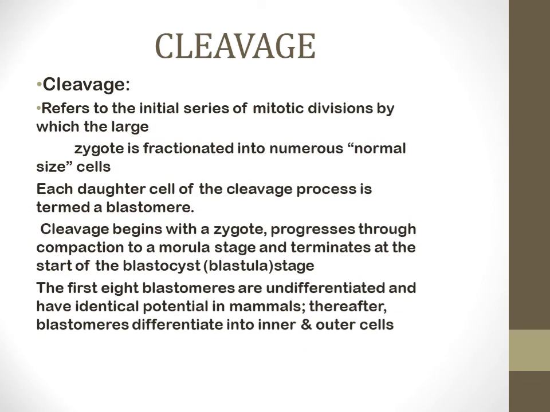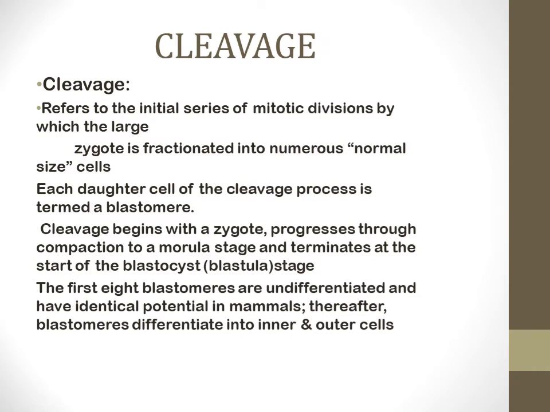So now coming to the cleavage. The cleavage refers to the initial series of mitotic divisions by which the large zygote is fractionated into numerous normal size cells. Each daughter cell of the cleavage process is termed a blastomere. Just go to the previous diagram, you can see the morula and blastula stage and the formation of the blastomeres. Cleavage begins with the zygote, progresses through the compaction of the morula stage, and terminates at the start of the blastocyst, blastula stage.